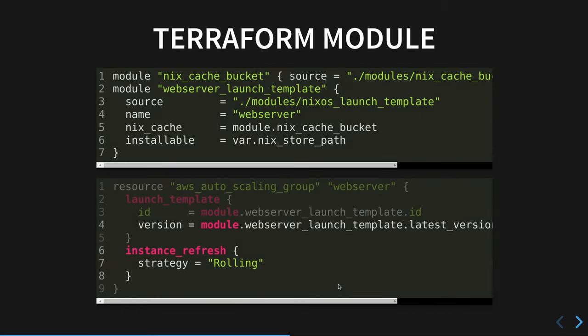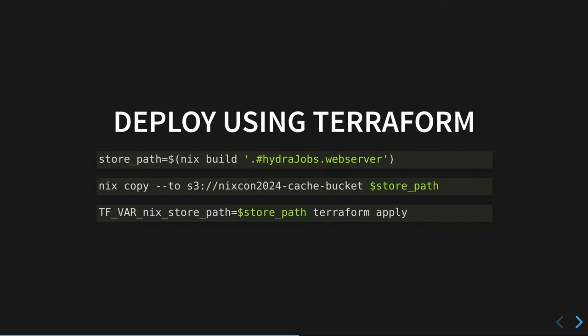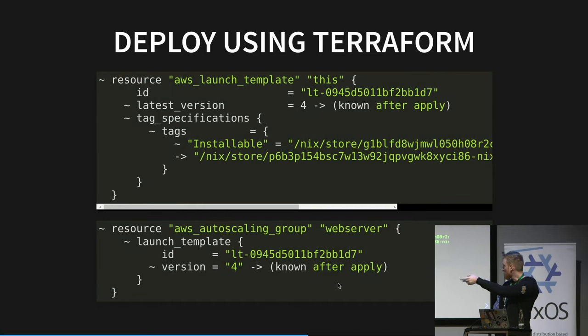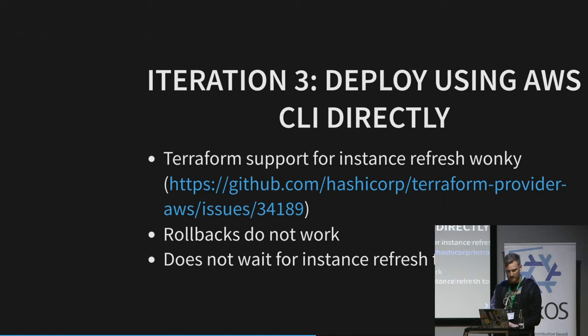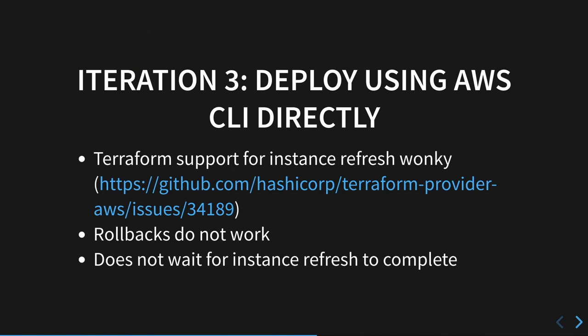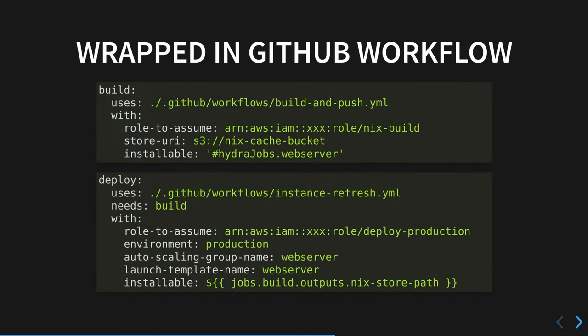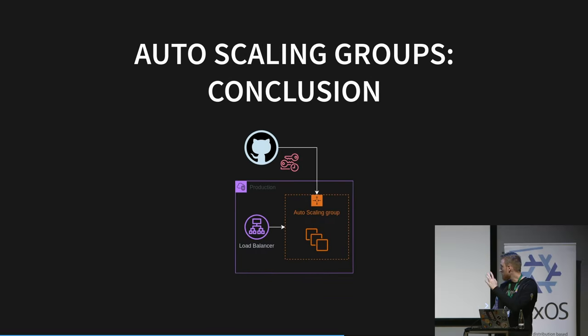And we package this all up in a nice Terraform module and are planning to open source that. Then you just do a Nix build, you get your store path, you upload it to your cache, and then you do a Terraform apply. Terraform sees the store path is different, and it starts an instance refresh. I'll skip through this because of time. But yeah, we had to step away from Terraform because it had some bugs, like not doing instance refreshes correctly, not waiting for them to complete. So we ended up using raw commands instead, but the concept is the same. So yeah, auto-scaling groups, conclusion: GitHub Actions can upload a new version to S3, we update the launch template, and we do a rollout.